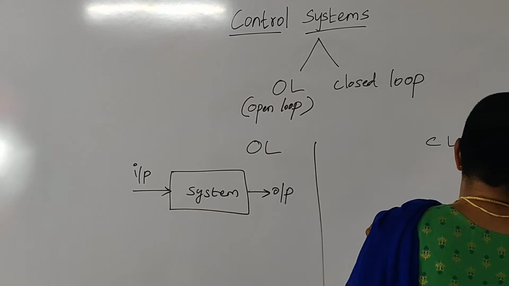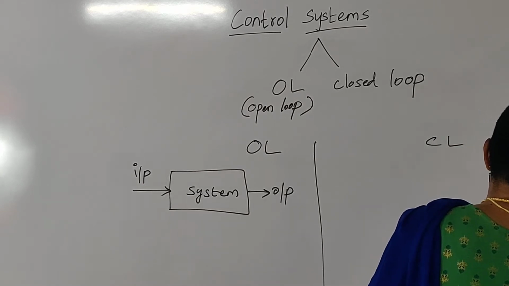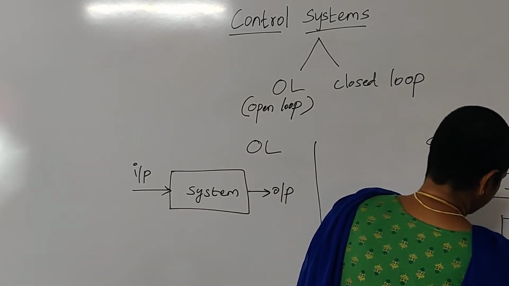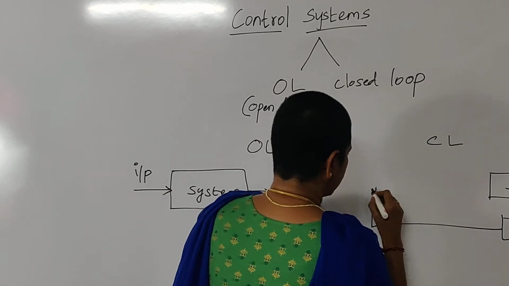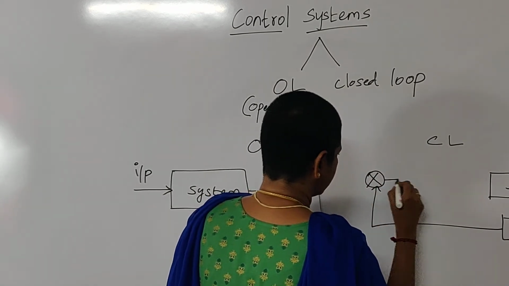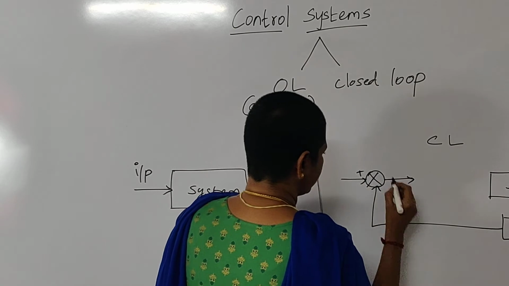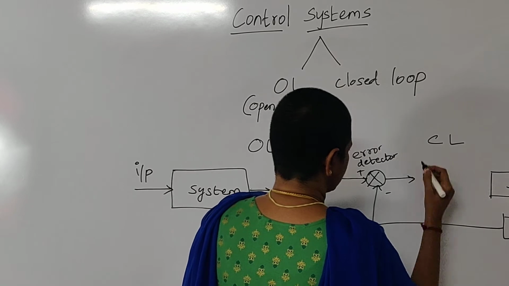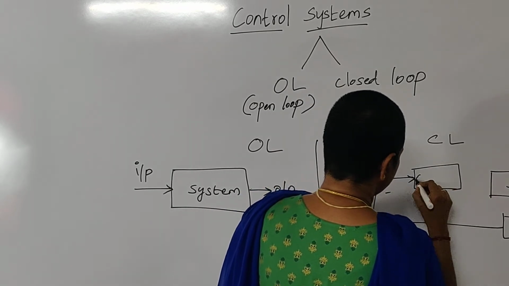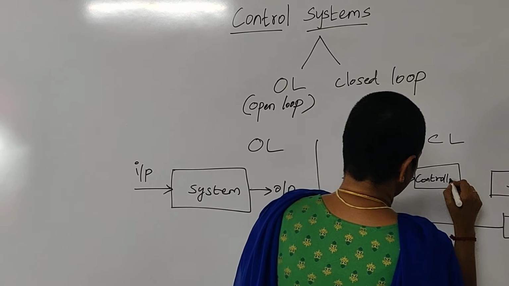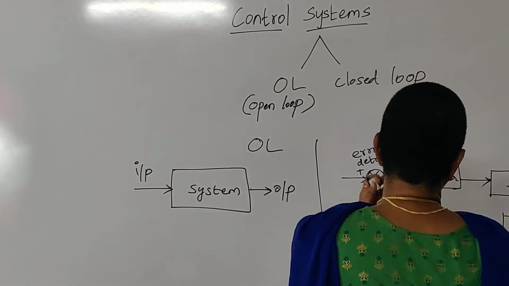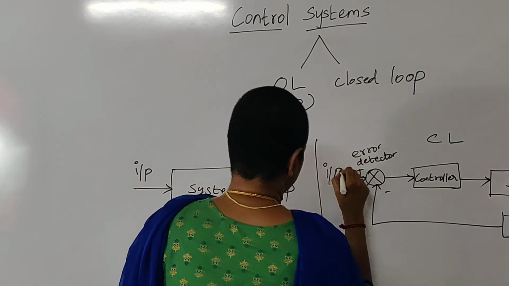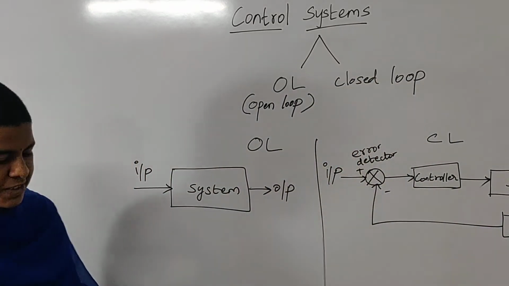Here this is a system, and again there is a feedback element. The output of this feedback element is given to an error detector. And this output is given to a controller. And finally the controller output is again given back to the system. And here is the output, and again here is the input or reference point, reference signal.